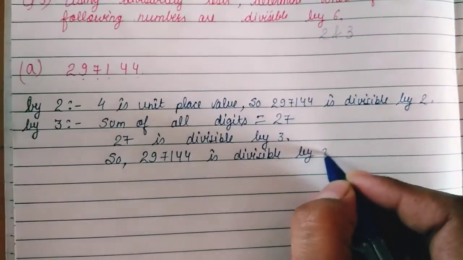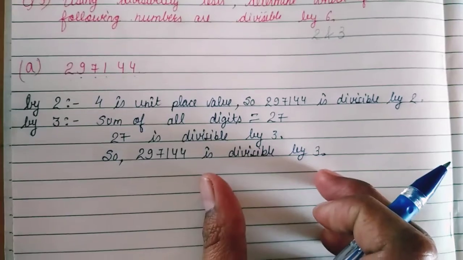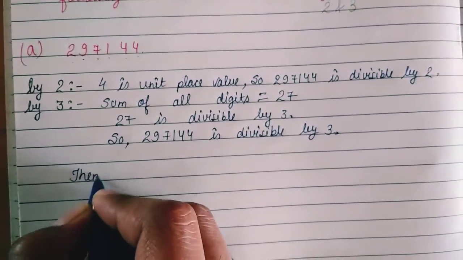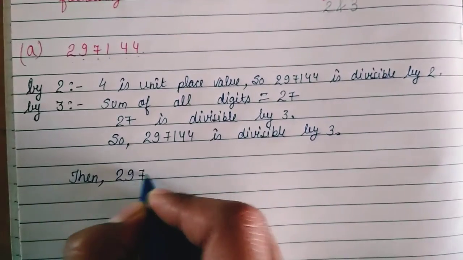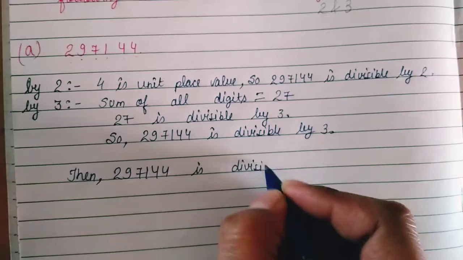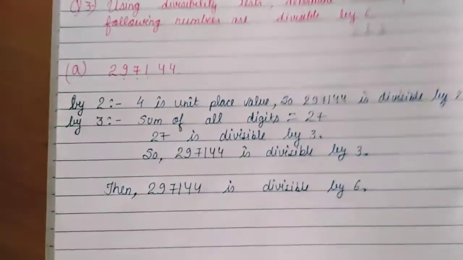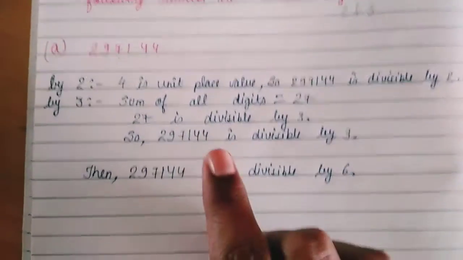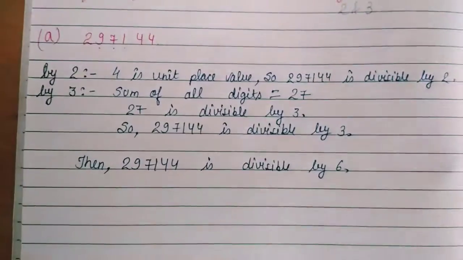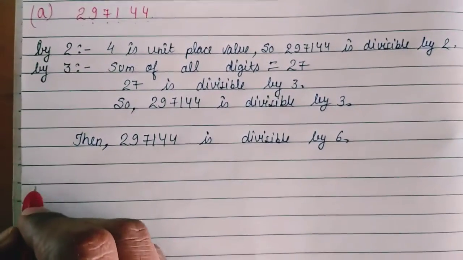You can simply see the number is divisible by 2, and the number is also divisible by 3. It means that 297144 is divisible by 6. For this number, the divisibility of 2 and 3 both is satisfied. Because of that we can say yes, this number is divisible by 6 also.